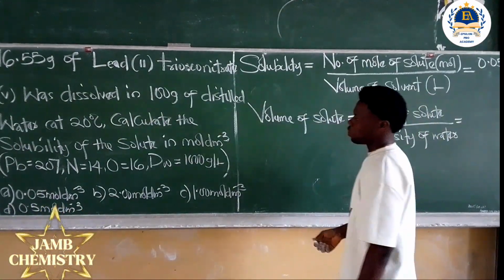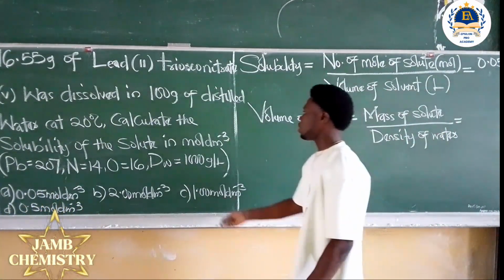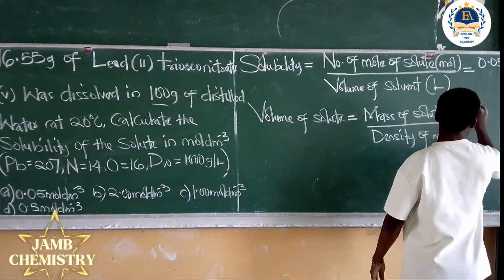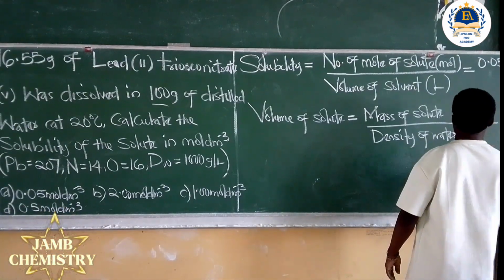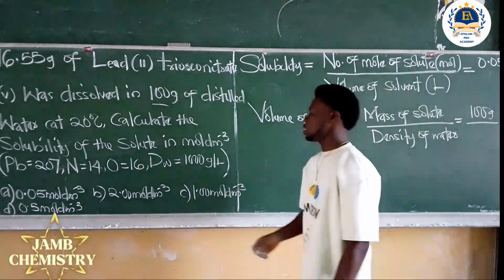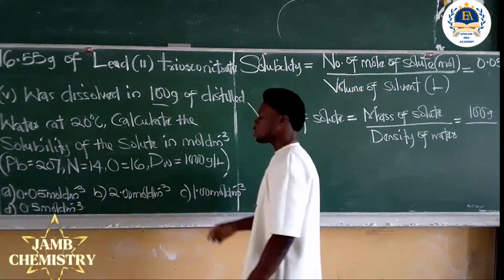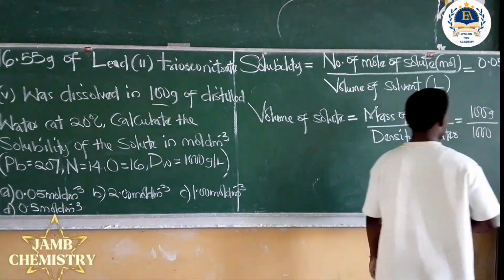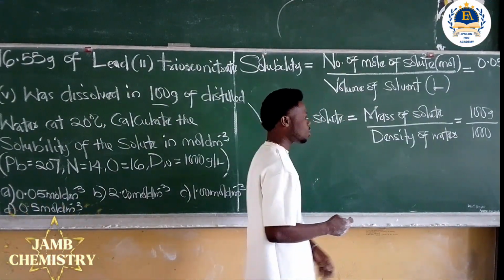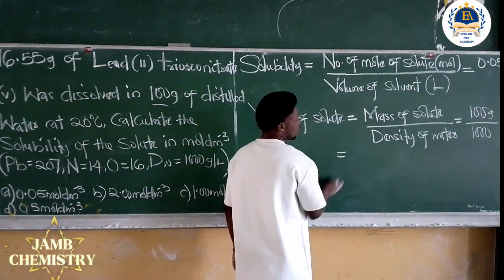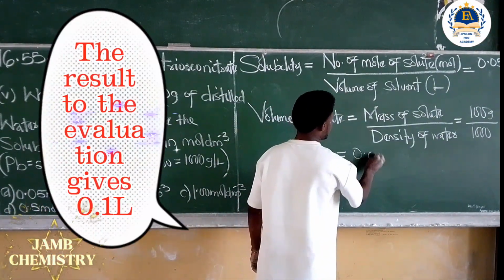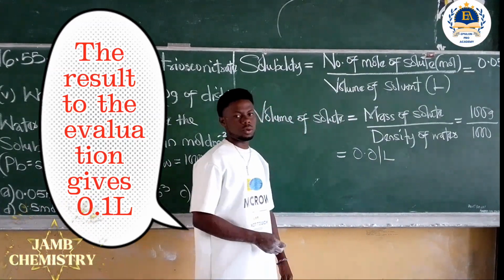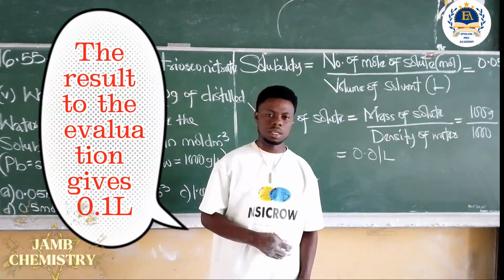So mass of the solvent from the question is given as 100 grams of distilled water. So the mass is 100 grams, divided by the density of water, which is given in parentheses as 1000. If you divide 100 by 1000, it's going to yield 0.1 liter, in liter or in dm3. Liter and dm3 are basically the same thing.